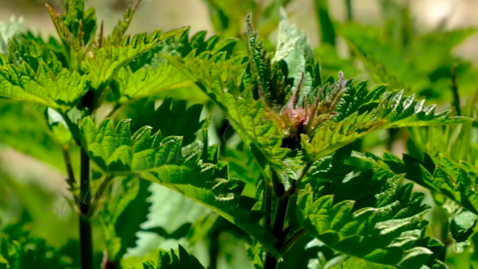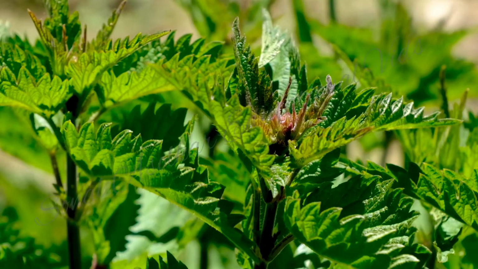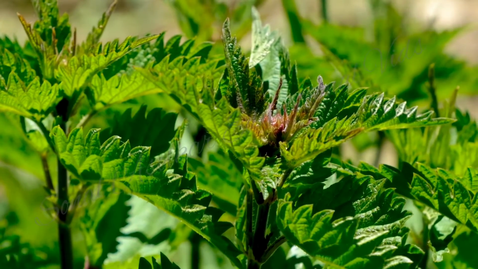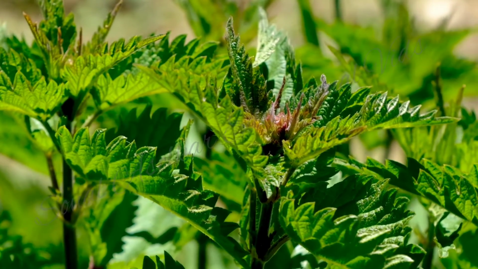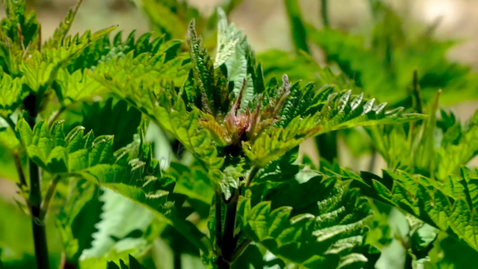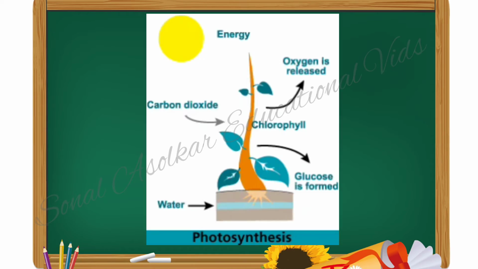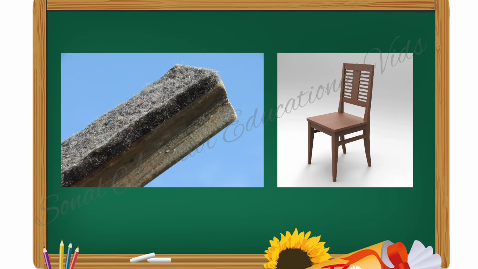The process of preparation of food by green plants is called photosynthesis. So what is the meaning of photosynthesis here? Photosynthesis is the process by which green plants turn carbon dioxide and water into food using energy from sunlight. Non-living things do not need food.